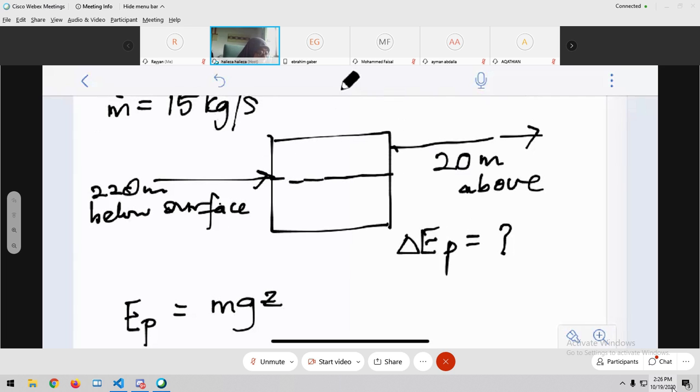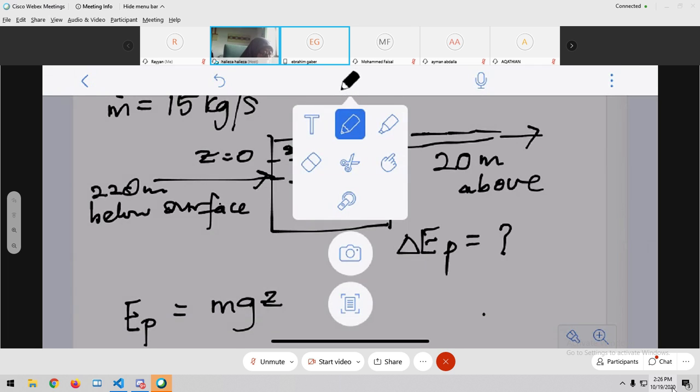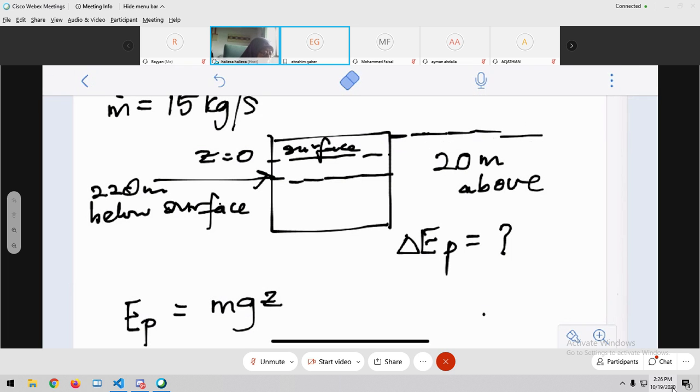Let's say this is below. If it's at surface, this is surface. If it's at surface, z equals 0. If it's above, this is 20 meters above. Let me redo that. That's 20 meters above. So from here to there, that's 20 meters. And from here, that's 220 meters below. So when it's on the surface, the height is equal to 0.